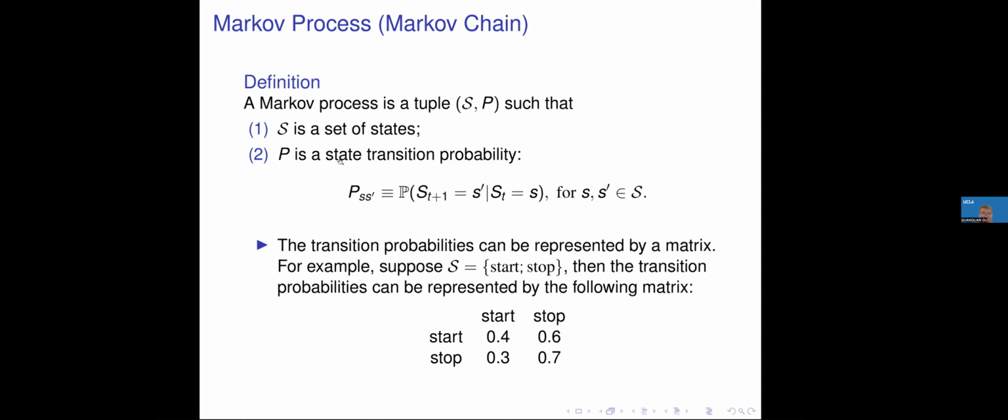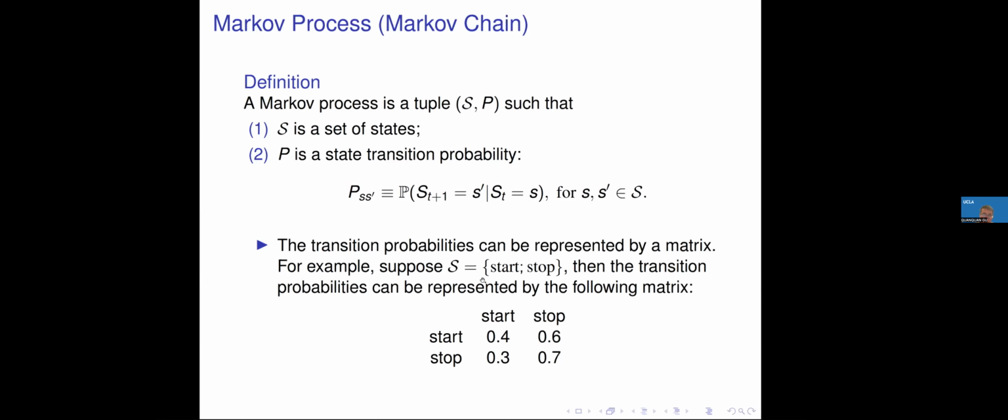And we assume that the state transition is stationary, or time invariant, because you can see that this P_{ss'} does not depend on the time step t, which means no matter what t is, the probability of transition from one state to the other will remain the same. And the transition probability can be represented by a matrix. This matrix representation might be useful later if we do, for example, value iteration. We can do value iteration in a matrix form.